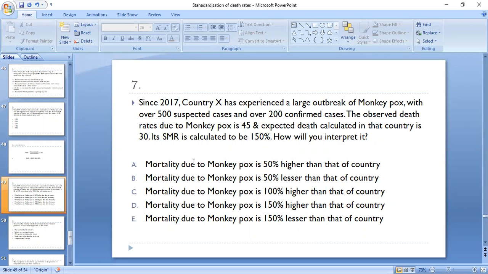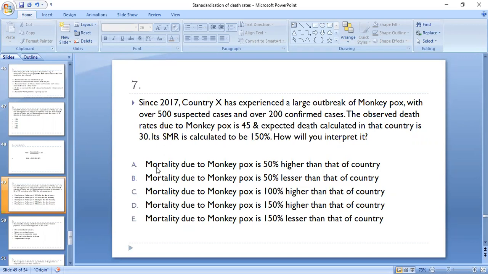Whether mortality rate due to monkeypox is 50% higher than that of the country, or 50% lesser than that of the country, or 100% higher than that of the country, or 150 times higher than that of the country, or 150% lesser than that of the country. How will you interpret it? This 150%. D.